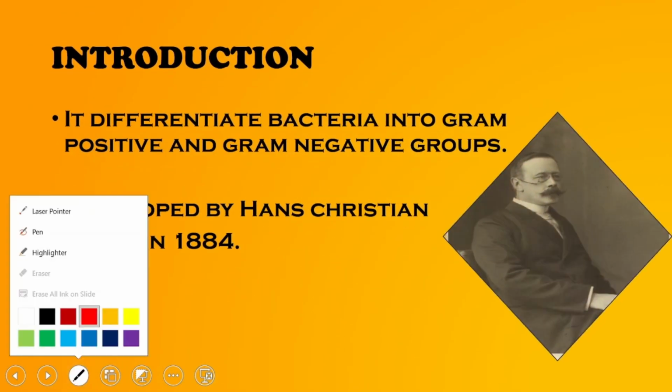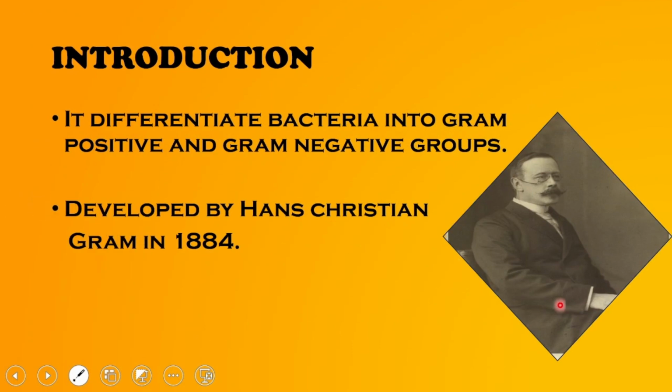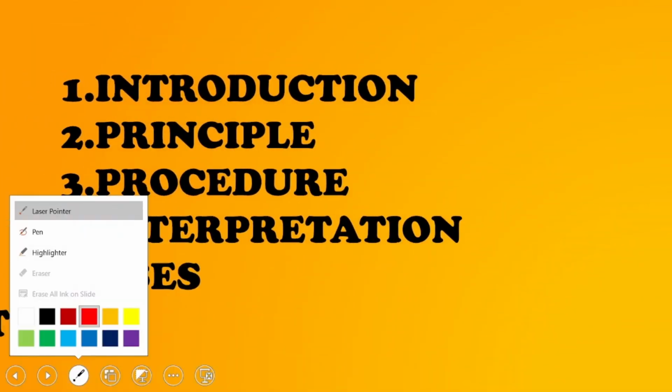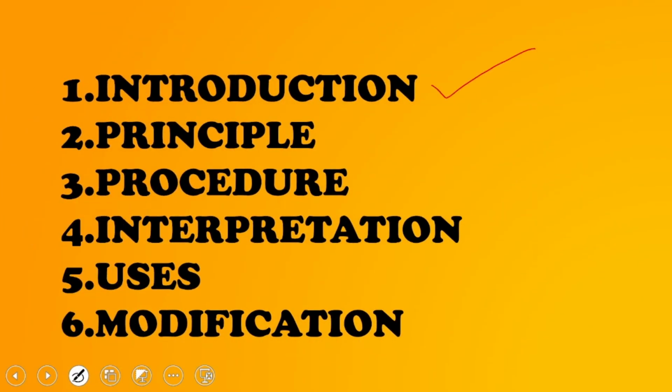Now under introduction, I would be mainly talking about who discovered gram staining. The gram stain was developed by Hans Christian Gram in the year 1884. And why do we perform a gram stain? Definitely to differentiate between gram positive and gram negative organisms. Introduction is done. Let's talk about the procedure.